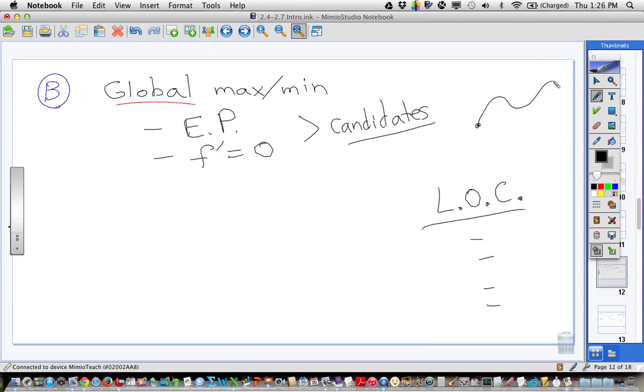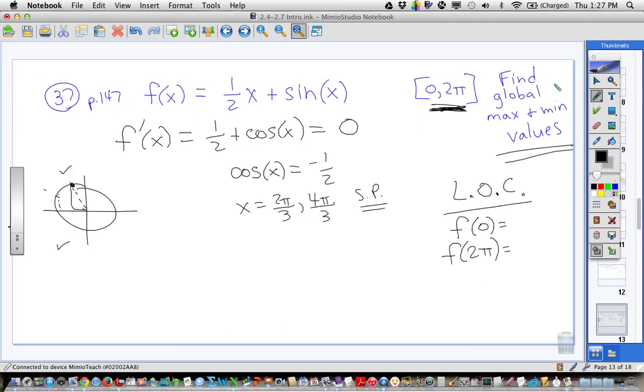But local max and mins are going to happen either at an endpoint, where you're going to have your smallest or biggest y value, or at a place where it peaks out where the slope is 0. Okay, it's got to be at one of those two places. So I'm going to add to my list of candidates here f of 2 pi over 3 and f of 4 pi over 3. So this is where it differs from a local max-min problem.